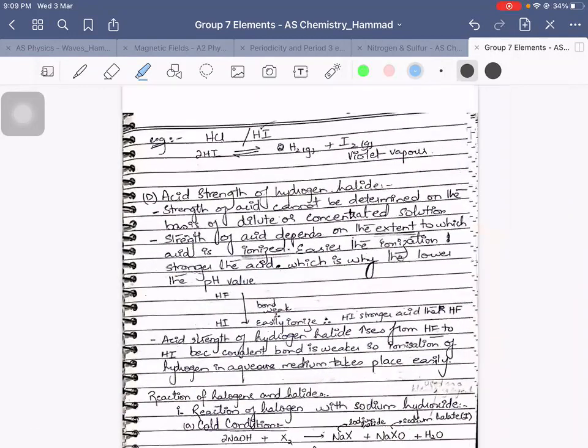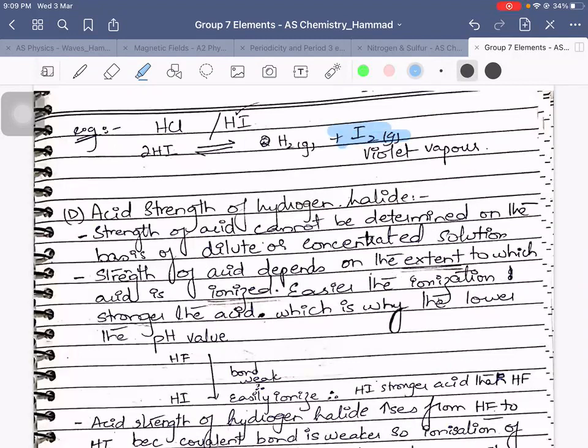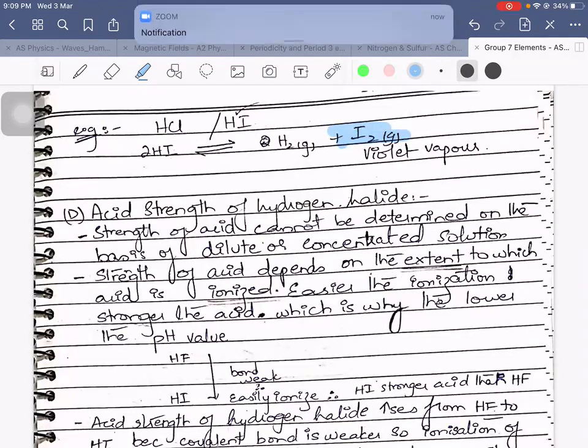Please understand that iodine has violet vapors. Iodine can exist as violet vapors, a brown solution, and as a black solid.